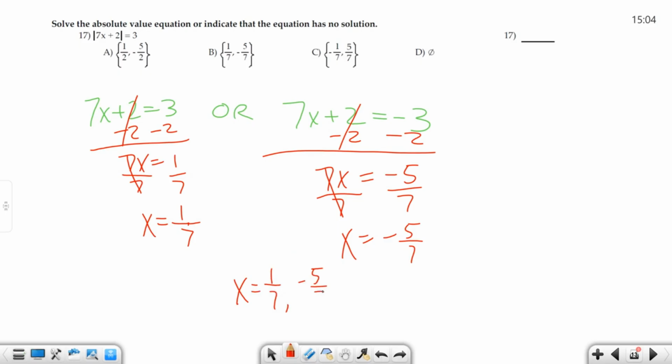Make sure it looks like a 7. Which you're picking multiple choice. And that's going to be B. Right? B for number 17. B right here.